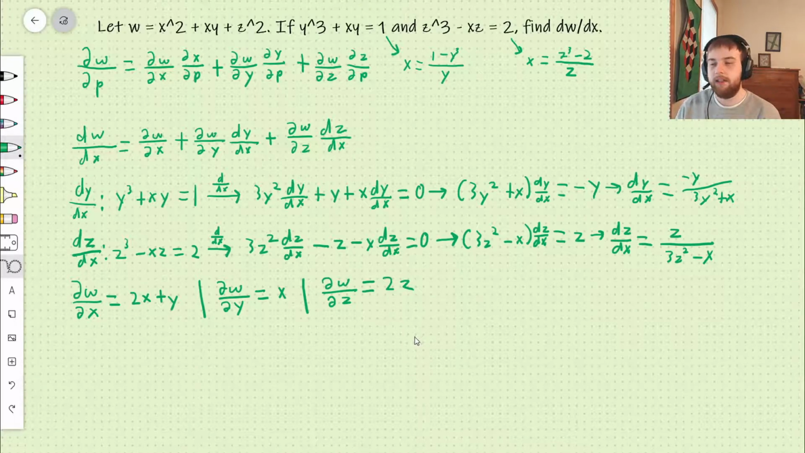Okay, now we just need to put it all together. So our dw/dx, which is a total derivative, because z and y both depend on x, and since there are no other variables in the original formula besides those three, then this is a total differential.